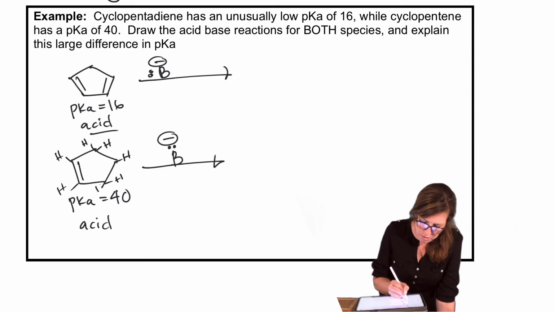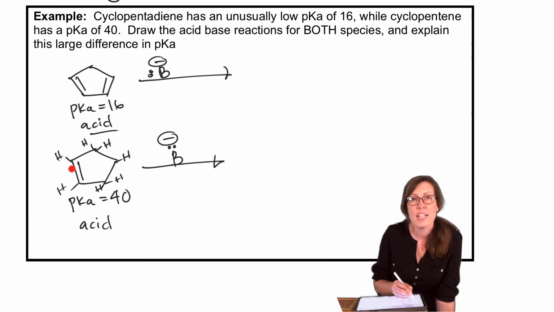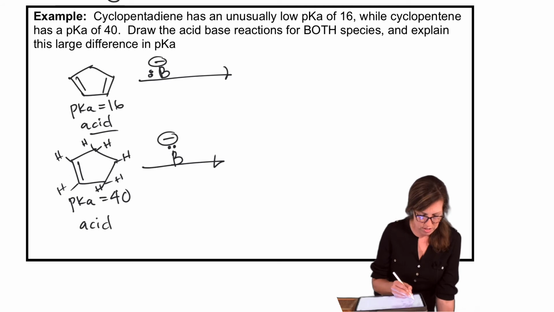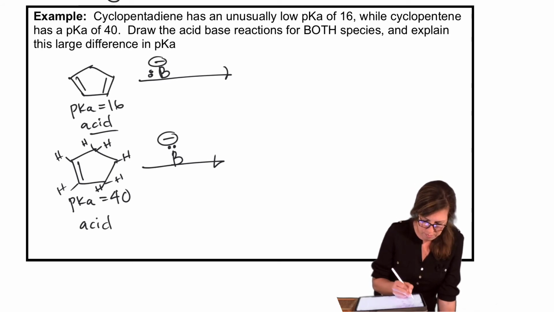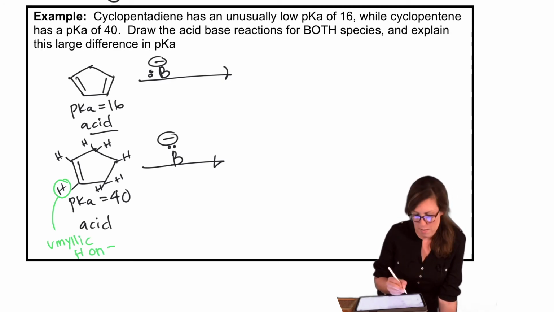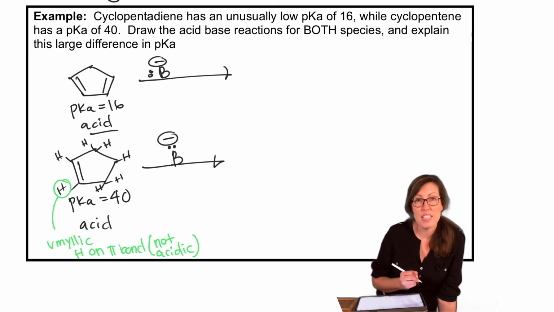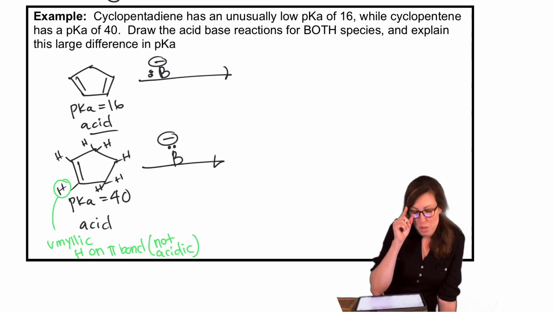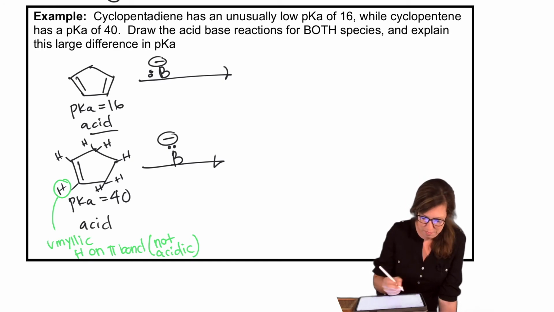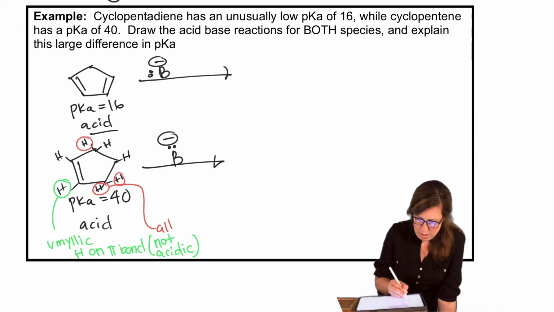So if we remember which protons we normally take off, we're not going to take off vinylic H's. So this is a vinylic H. Vinylic means it's on the pi bond. Those are not acidic. Allylic, which is adjacent to the pi bond, much more acidic. So these would be equivalent ones. Either one of those 4 would be equally acidic.